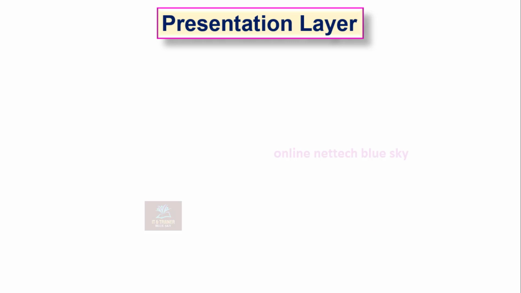Second is the presentation layer. How is the presentation layer important in the OSI model and structure? I will show you next time. The presentation layer is the sixth layer.